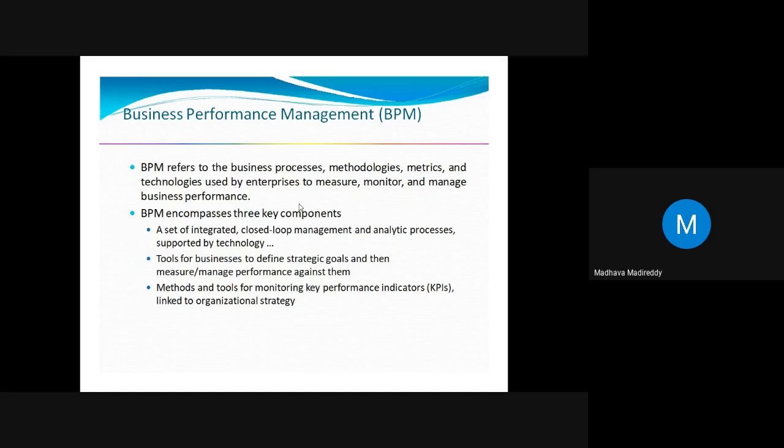The tools for businesses to define strategic goals and then measure and manage the performance against them. And the final component is the method and the tool for monitoring the key performance indicators, or KPIs. So they are all linked to the organization strategy. So these are the three sets of tools: first of all the analytical processes, then business tools, then KPIs, key performance indicators.